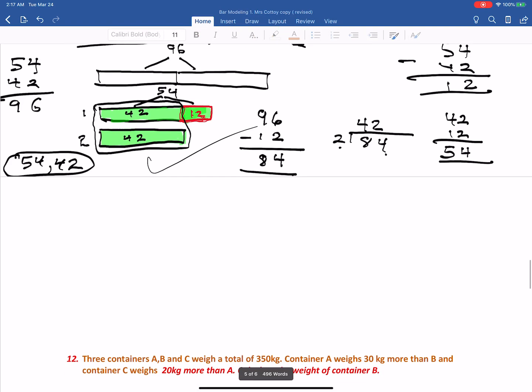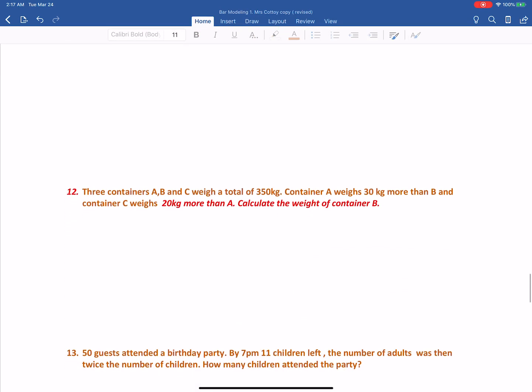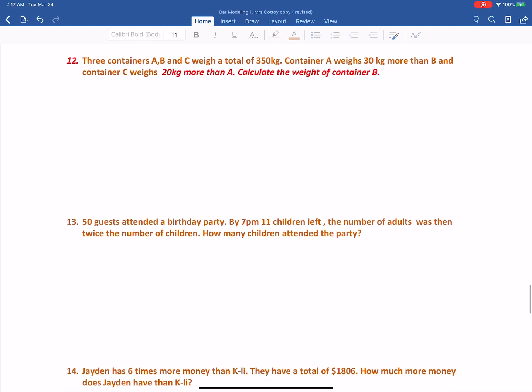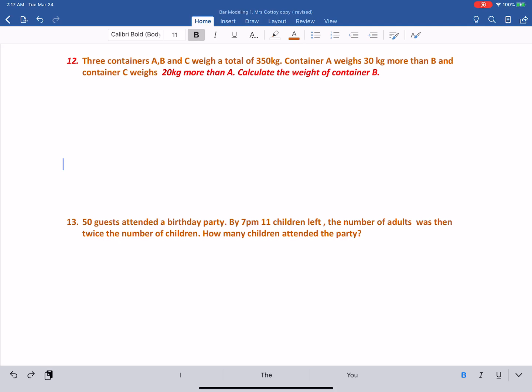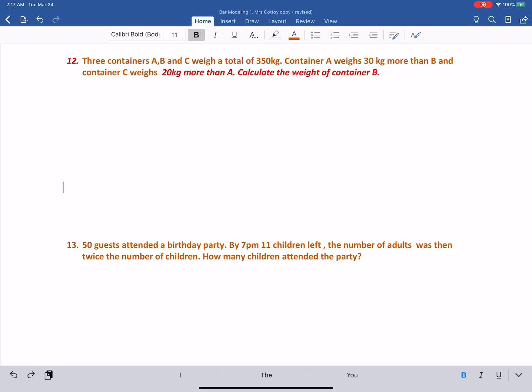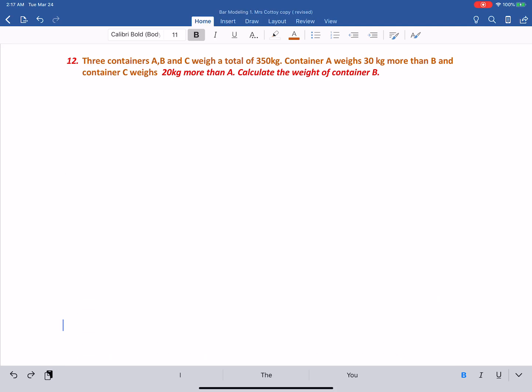Okay, I'm going to get rid of the next question so it doesn't distract you. 3 containers A, B, C weigh a total of 350 kilograms. I don't know the sizes. All right, let me read the question. The entire question, once more.